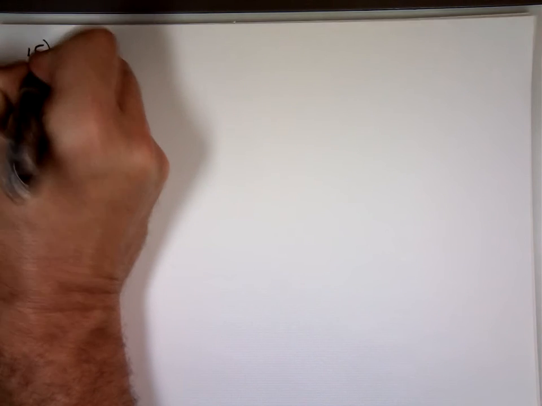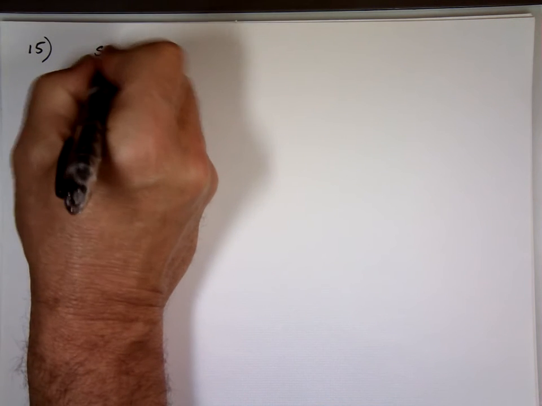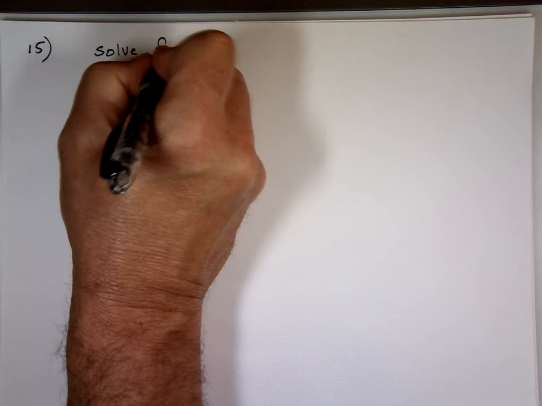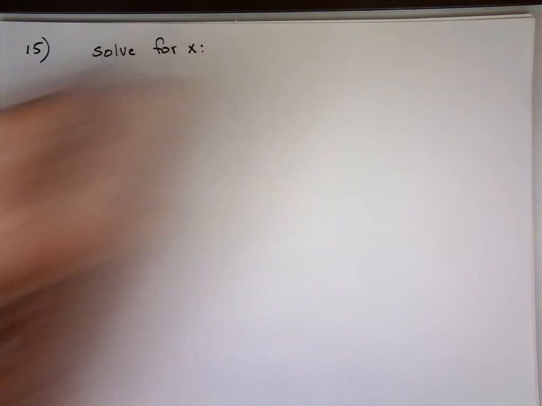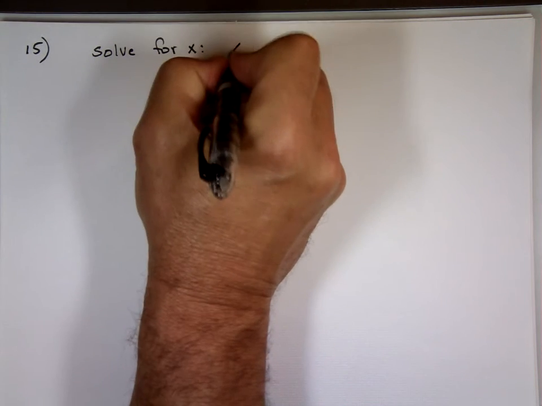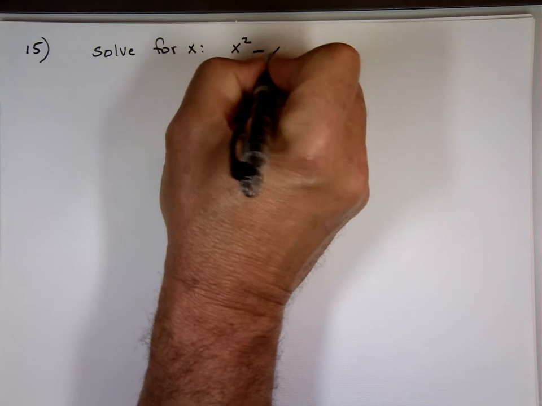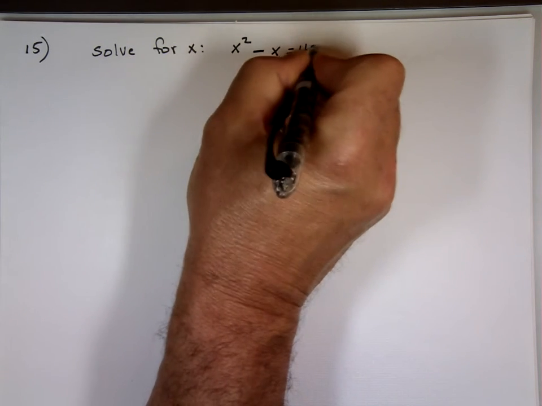Let's try another one. Solve for x. X squared minus x equals 42. Again, move everything to one side.